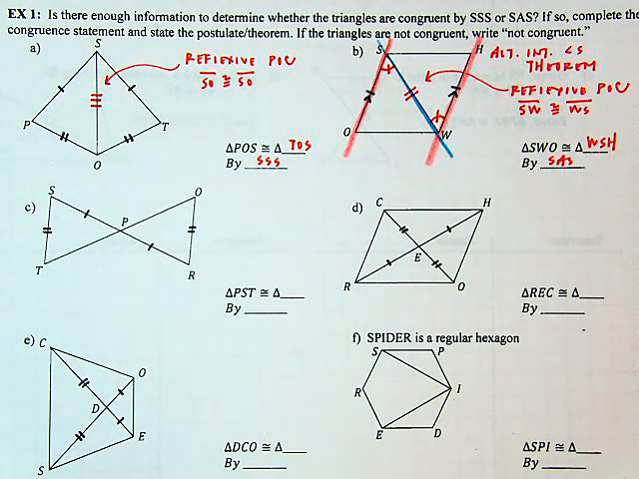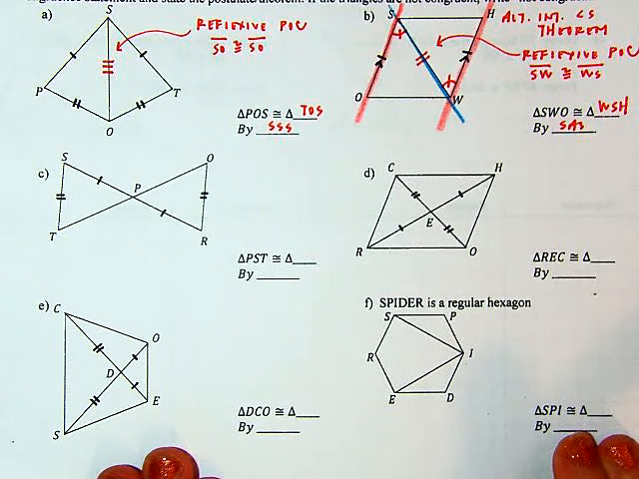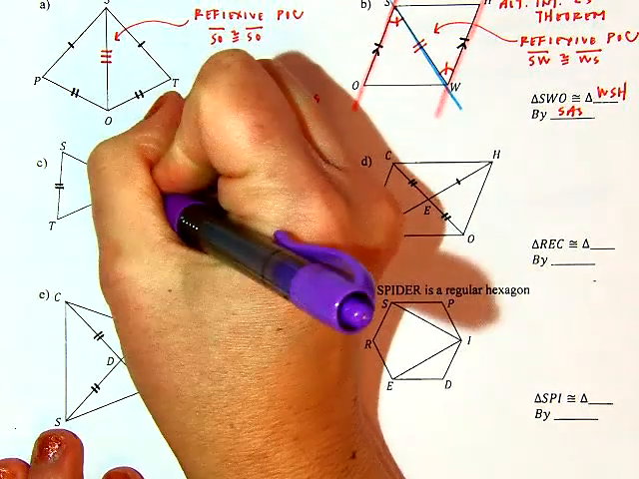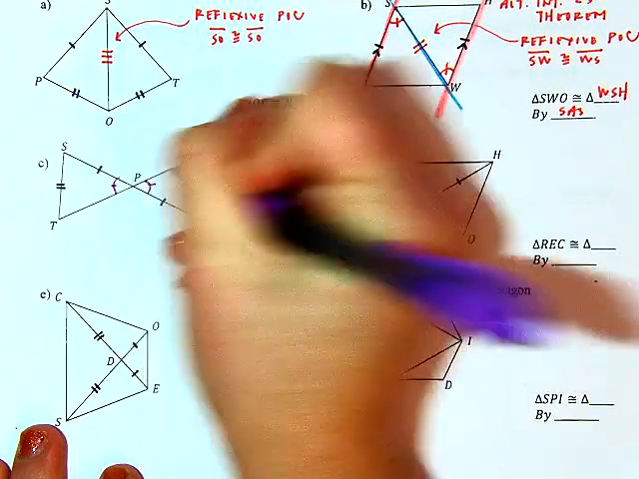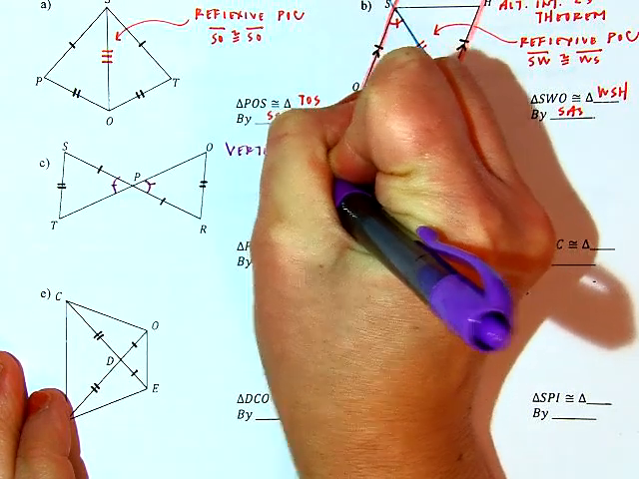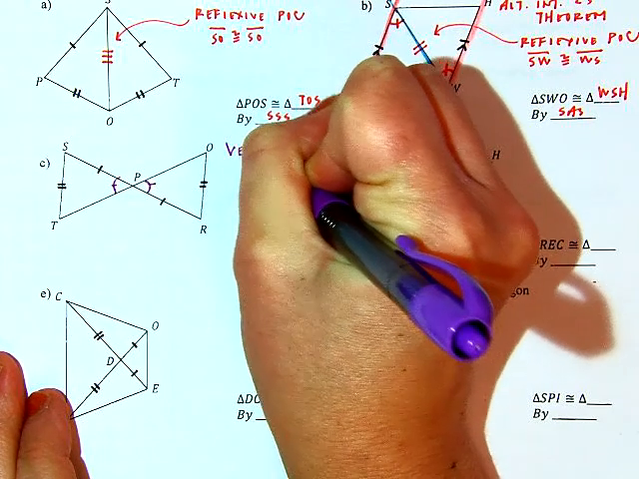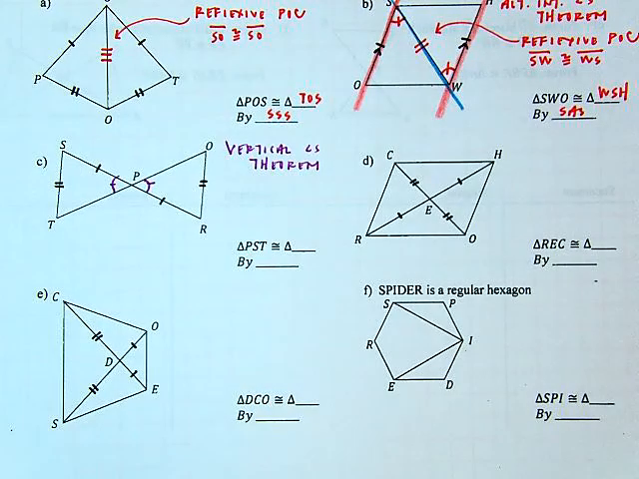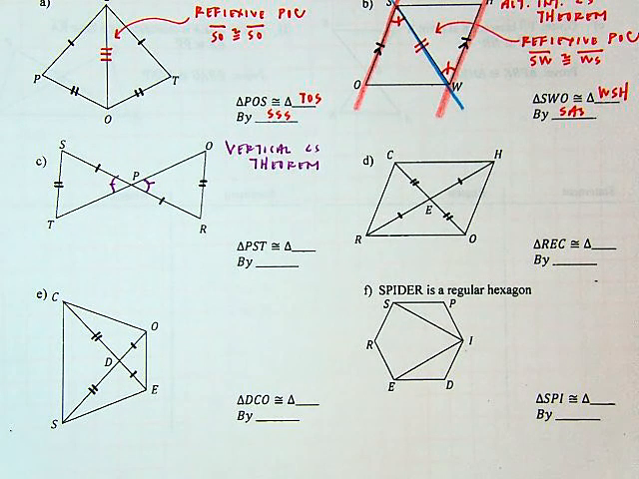All right, next one, looking at C. Here, the only thing that I can build off of are the vertical angles. So I can give little marks here. Vertical angles theorem. But do I have one of those combinations? Do I have side, side, side? Do I have side, angle, side? I don't. What I have is SSA, right? I don't have the included angle.